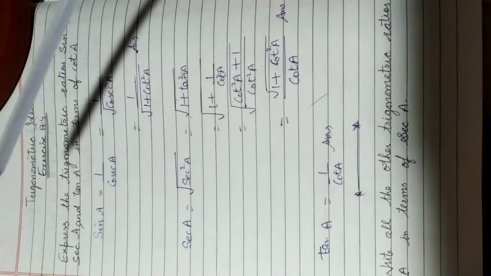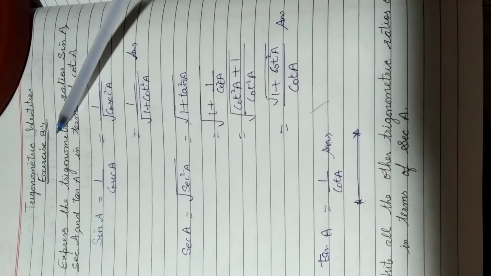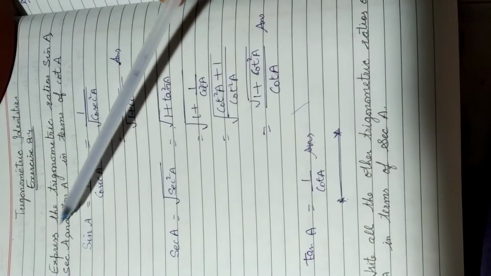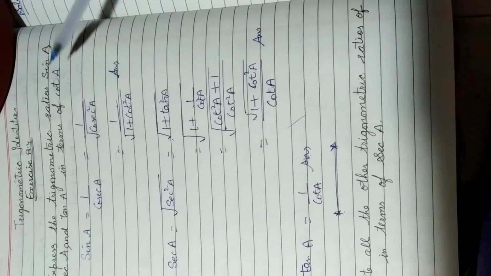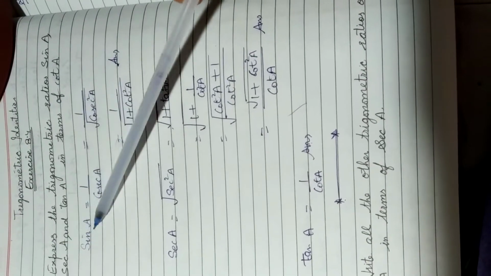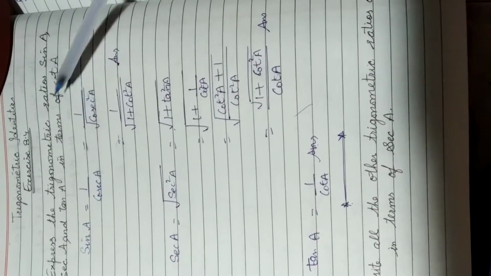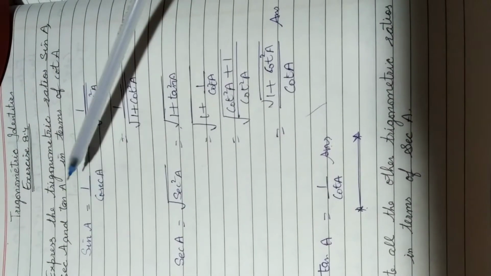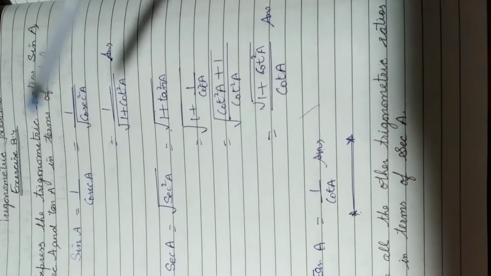Now we are starting exercise 8.4 of trigonometric identities. First question is express the trigonometric ratios of sin A, secant A and tan A in terms of cot A. Means we are to express sin A, secant A, tan A in terms of cot A.